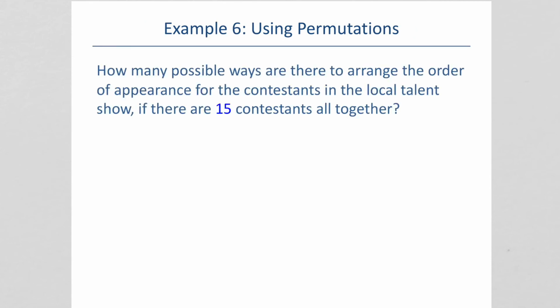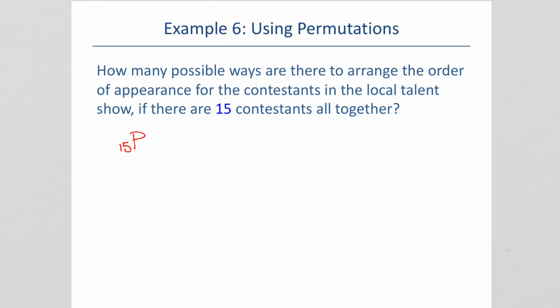How many possible ways are there to arrange the order of appearance for the contestants in the local talent show if there are 15 contestants altogether? And again, in this one, order does matter. We want an order of appearance. So we're going to use a permutation.